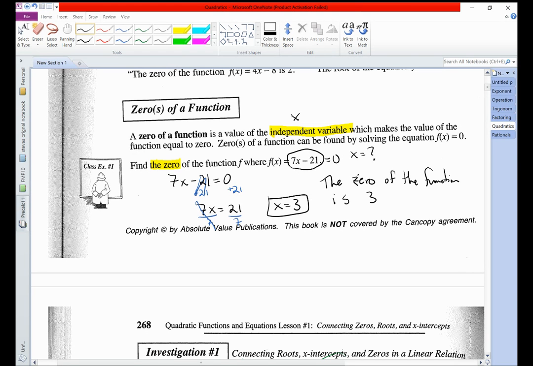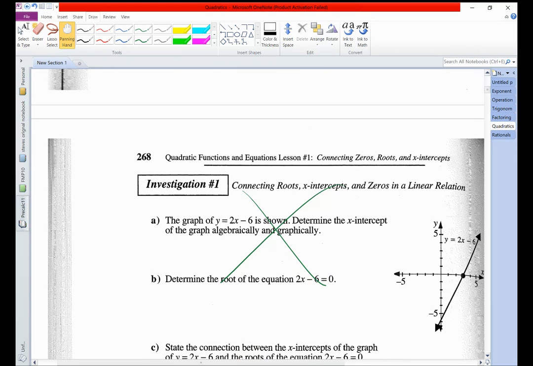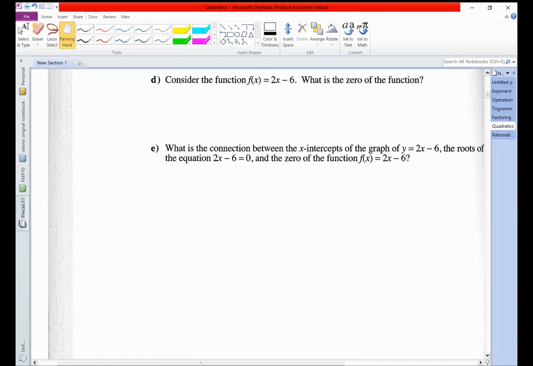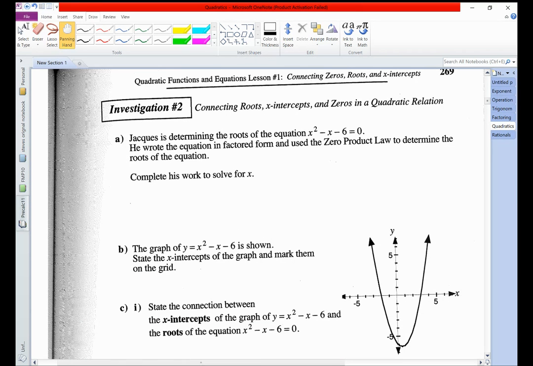So that's the x value that makes the whole function equal to 0. That's the zero of a function. We're going to skip investigation 1. I'm trying to keep these videos a little bit shorter. So we're going to go on to lesson 2, which I think actually covers everything from investigation 1 and goes into it a little bit deeper.